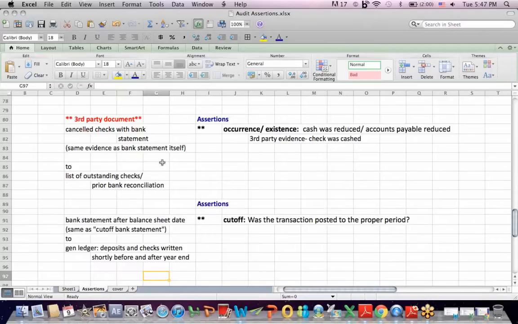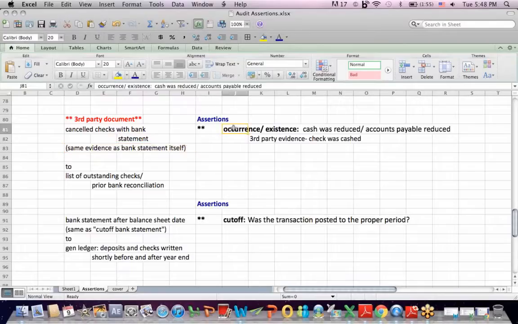Another one that's starting to go away with technology is canceled checks. So in many cases, we don't get canceled checks with a bank statement, but we get a photograph of a check that we wrote, or we get evidence of a debit when we paid a bill. If you actually get a physical canceled check, that's the same evidence as the bank statement itself, because both are third-party documents. They're both coming from your bank.